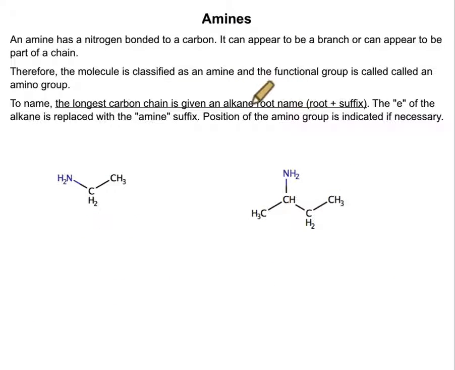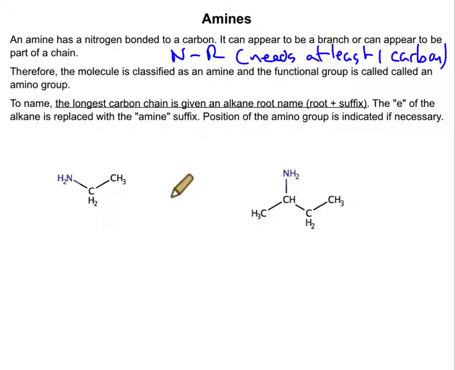Amines are the final single bonded functional group we're going to look at. These are distinctive of an N bond R, and that R needs to be at least 1 carbon. An R group is simply a carbon containing group, so we do need a single carbon attached at least. So here's an example, carbon bond N, single bond N. This is an amine. Classified as amines, the group is an amino group.